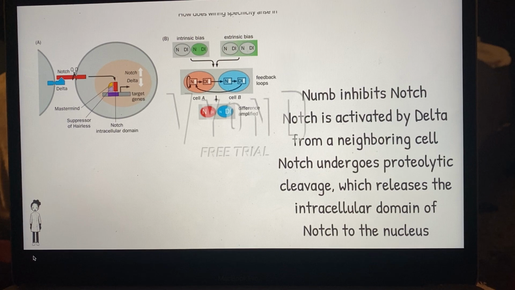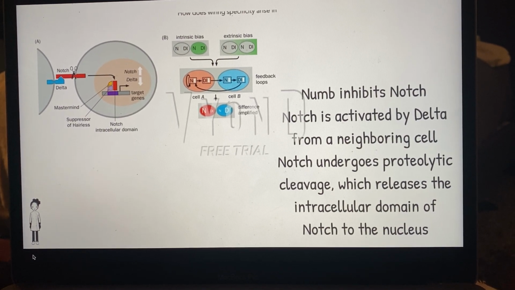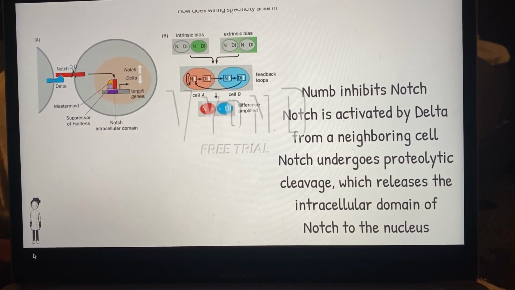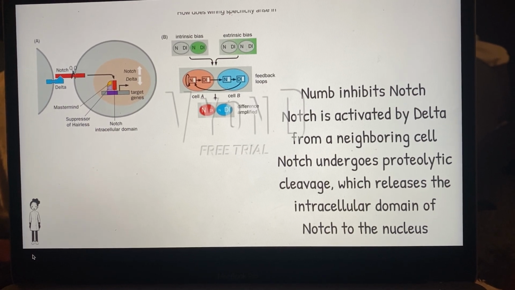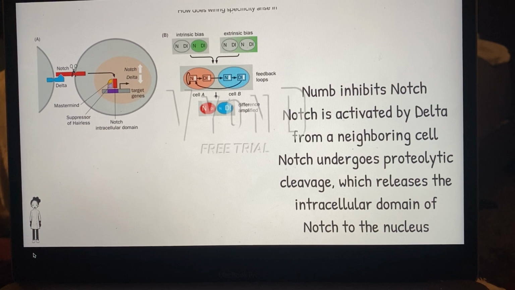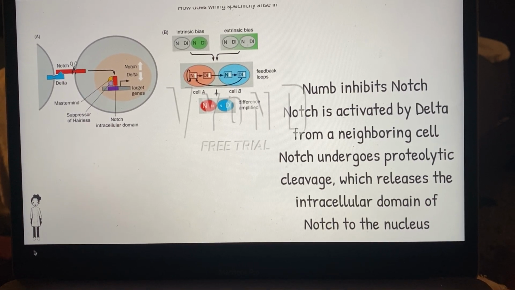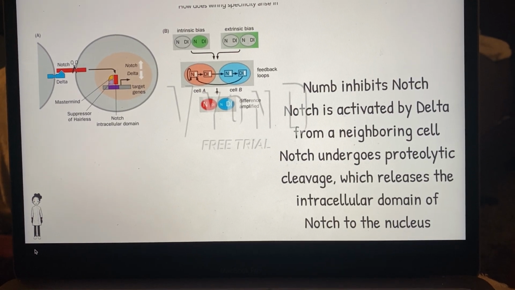So how does asymmetric segregation of NUM confer distinct fates on different daughter cells? Well, the main action of NUM is to inhibit the function of Notch. Notch is a transmembrane receptor implicated in diversifying cell fate during development. Notch is activated by Delta, which is a transmembrane ligand from a neighboring cell. This results in intramembrane proteolytic cleavage, which releases the intracellular domain of Notch to the nucleus.